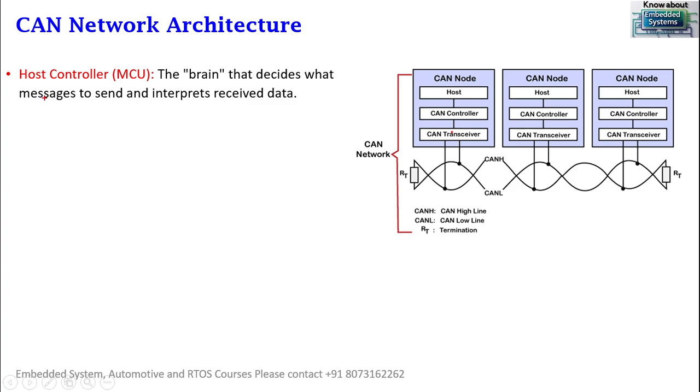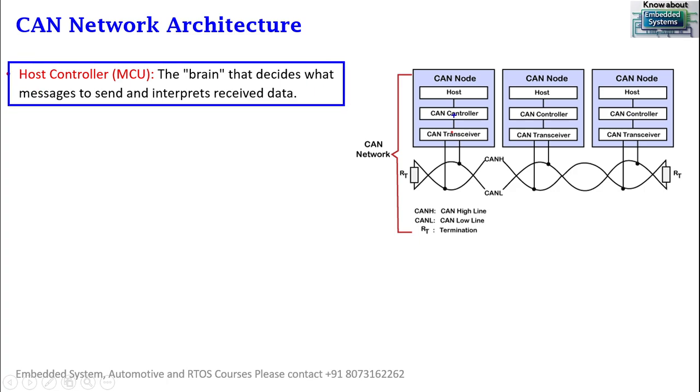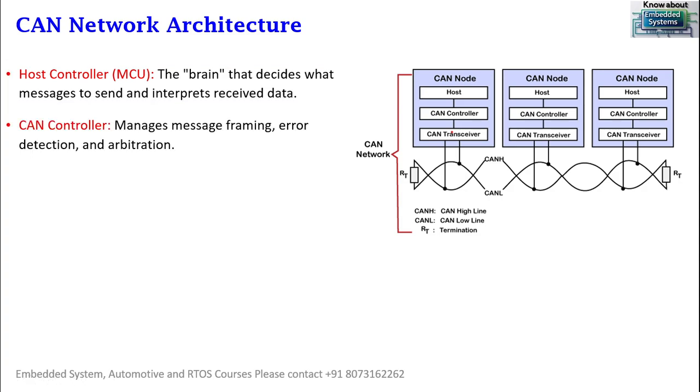The first thing is called the host. The host is the main microcontroller, which is responsible for getting the data from the sensors and deciding which data has to be transmitted, which data has to be received, and which functionality we have to enable. All such functionalities are programmed in the host microcontroller, and it acts as the brain of your CAN node. Most of the functionalities will occur in the host microcontroller, the first component of the node.